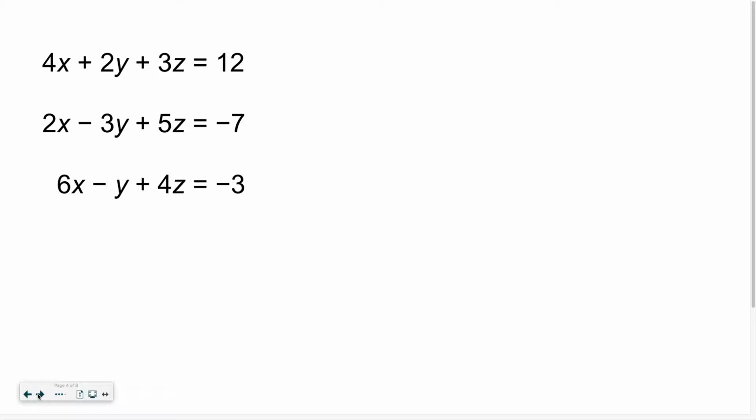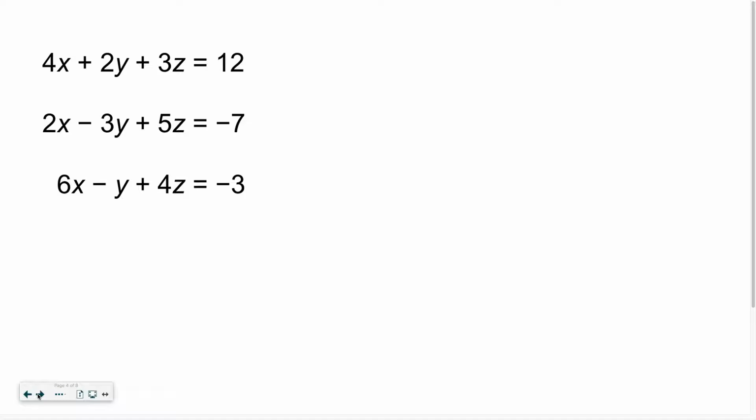How that is? Okay, so I'll read out these equations if you want to write them down as I'm reading them, or you can look at the board and write them down, but of course you got to write them down correctly. That's really important. First equation, 4x plus 2y plus 3z equals 12. Second equation, 2x minus 3y plus 5z equals negative 7. And third equation, 6x minus y plus 4z equals negative 3.